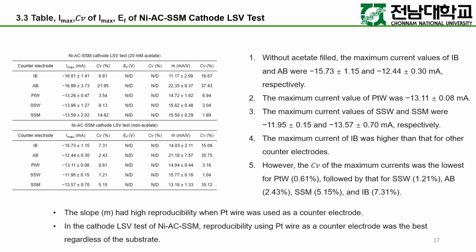However, the CV of the maximum currents was the lowest for point W, 0.61%, followed by that for SSW, 1.21%, AB, 2.43%, SSM, 5.15%, and IB, 7.31%.